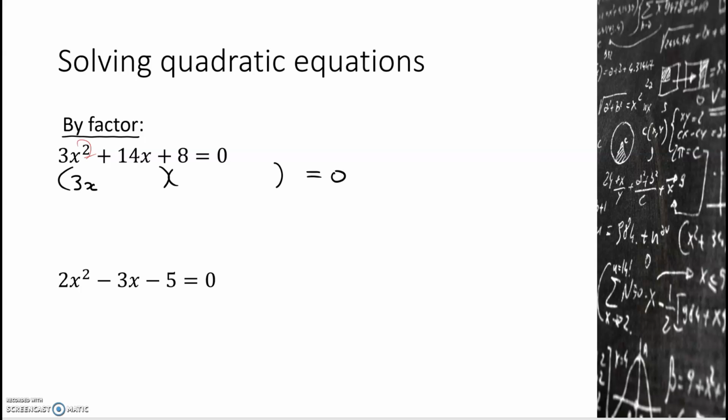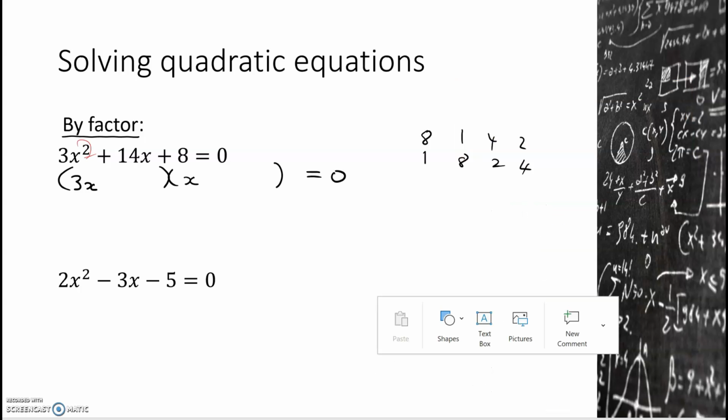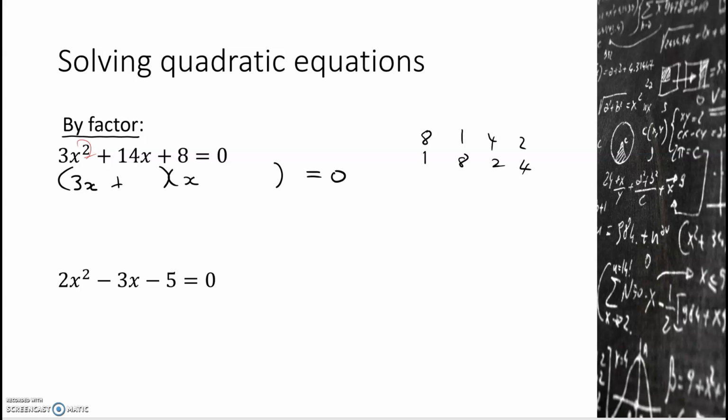Sometimes this is just guess and check. So I'm going to do that. Now I need two numbers that multiply together to give 8. It's not very many of them. 8 and 1, 1 and 8, 4 and 2, 2 and 4. So I'm just going to guess 2 and 4. Now just a quick check. That's 12 plus 2. Yes, that gives me 14, so we're fine.